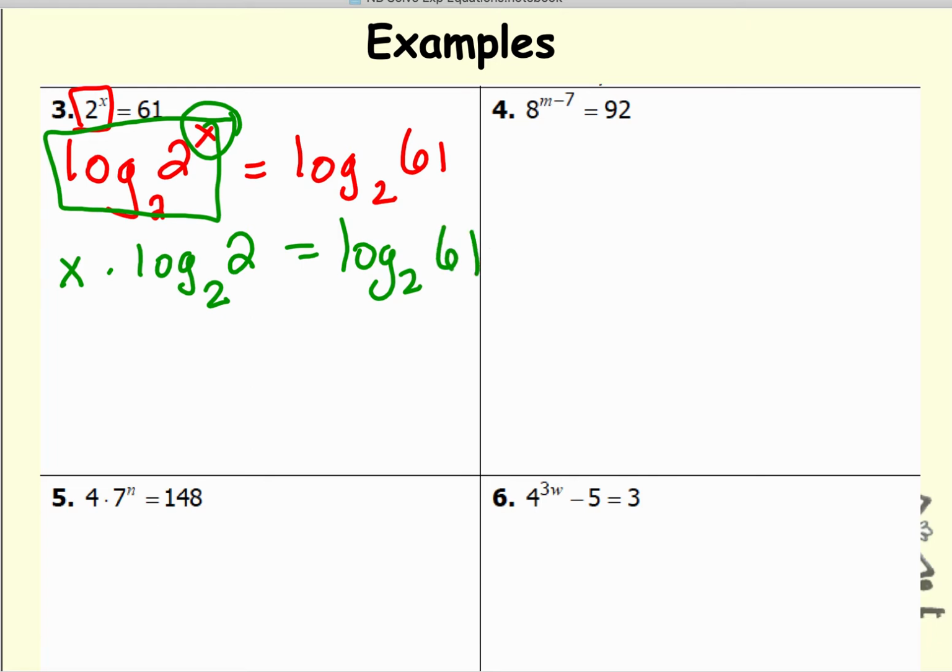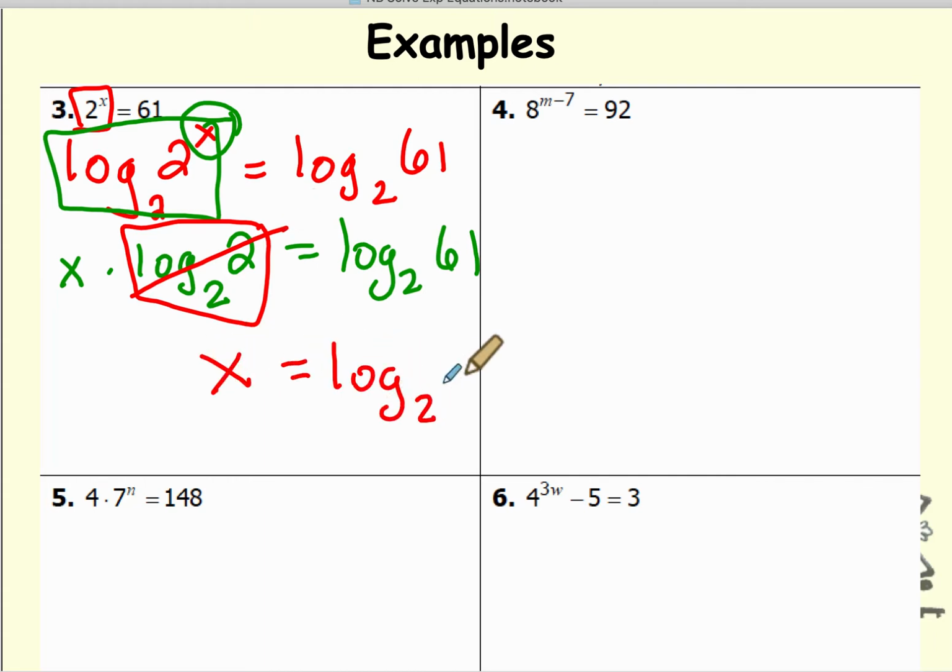Now, what did I learn previously about taking the log of a number that's equal to the base of the log? Well, it's equal to 1. So this kind of cancels itself out because x times 1 is just x. So what I'm left with is x is equal to the log of 61 base 2, or log base 2 of 61. That is an exact answer.